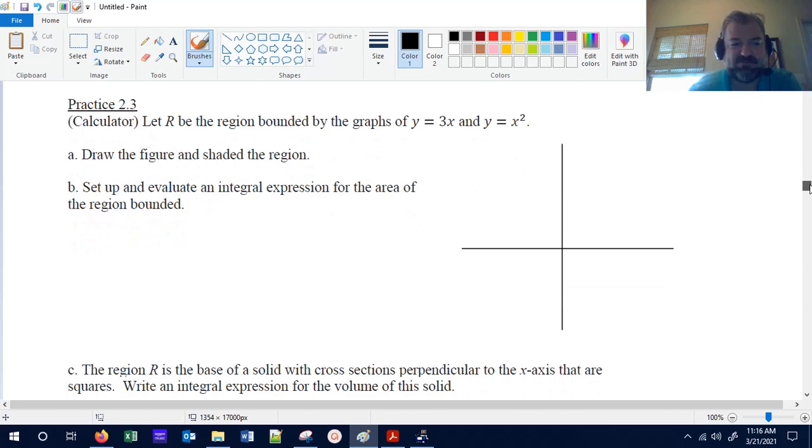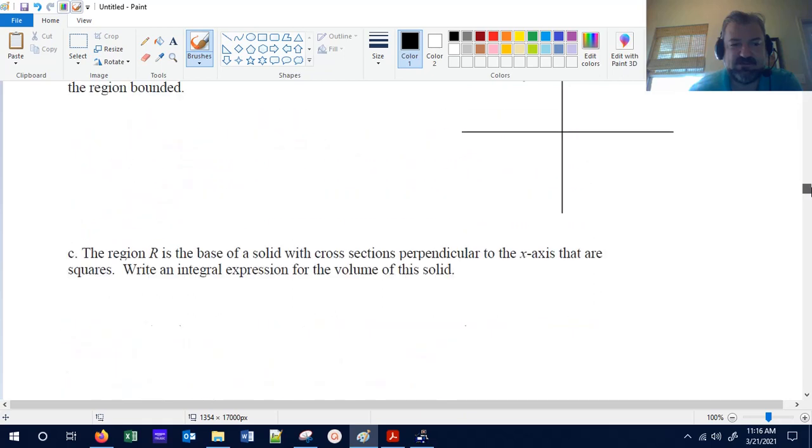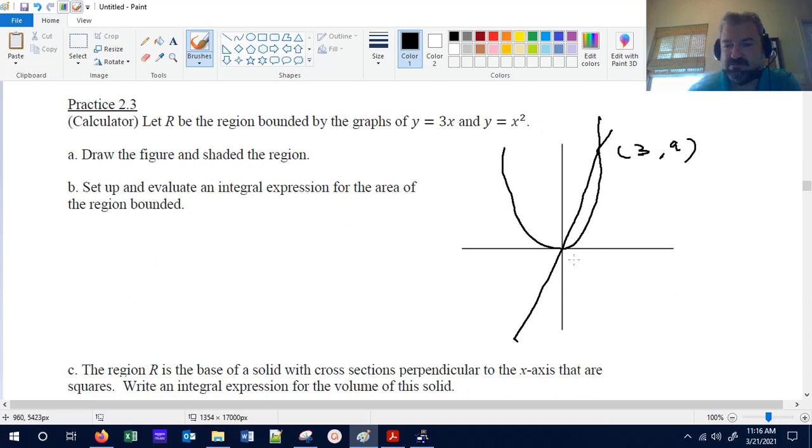All right, I've got a practice problem for you. I think this is our last one, but it's got 4 parts, A, B, C, and D. So pause the video and give it a try. All right, let's see how we did. Y equals 3x is going to be a line like this. Y equals x squared is going to be a parabola. They'll intersect at 0, 0, and then somewhere over here. You could probably just figure it out that 3 times 3 is the same as 3 squared, so 3 comma 9, 0 comma 0. We draw the figure, and we're shading the bounded region. Let's shade it. It's right here.